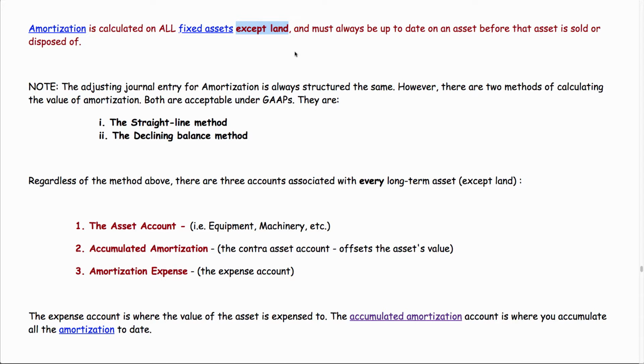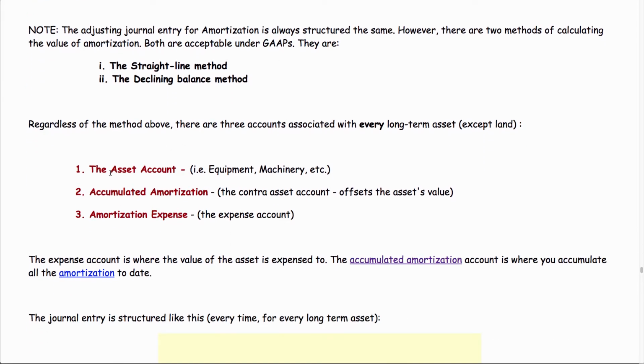And that means there are 3 accounts involved. There will be the long-term asset account, like equipment or machinery, not land. And for each of those accounts, there will be a contra fixed asset account, and we know what contra accounts are by now, or we should, right? They're married to the asset account. So each asset account will have an accumulated amortization account where you are going to accumulate all of the amortization as the years go by. And then you're going to have an amortization expense account where all of the amortization each year gets plopped to show the asset values wearing out.